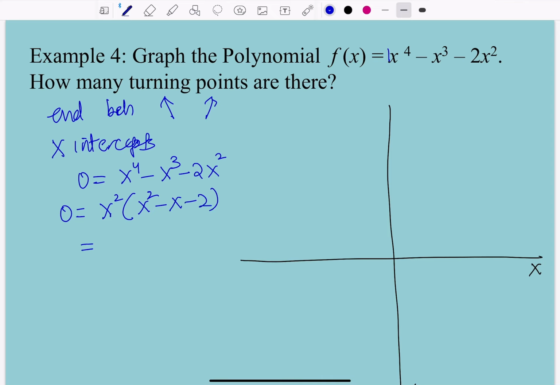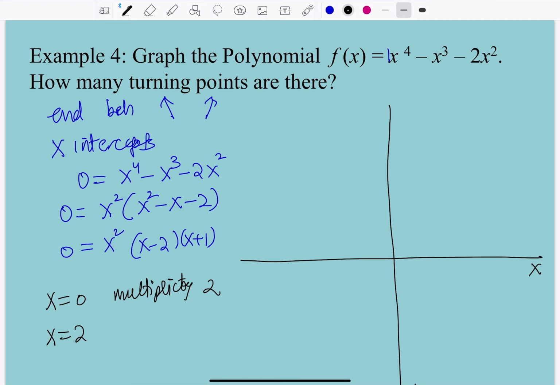Now let's go ahead and factor it out. Two numbers that multiply to give me -2, add up to give me -1 are x minus 2, x plus 1. Now the zeros here are going to be x equals 0, which is twice. Multiplicity is 2. And then we have x equals 2, multiplicity is 1, x equals -1, multiplicity is 1.